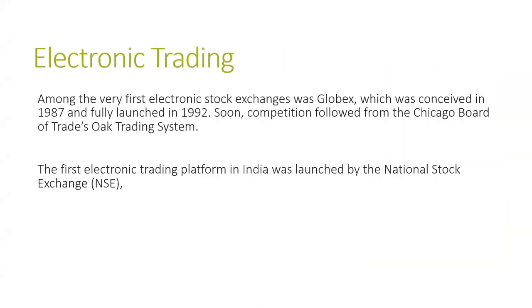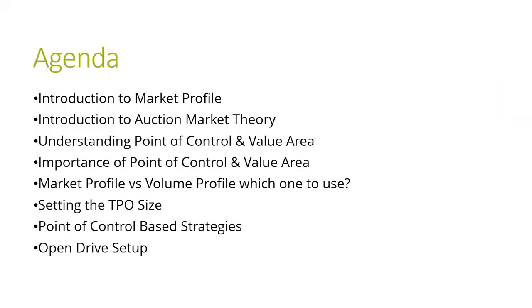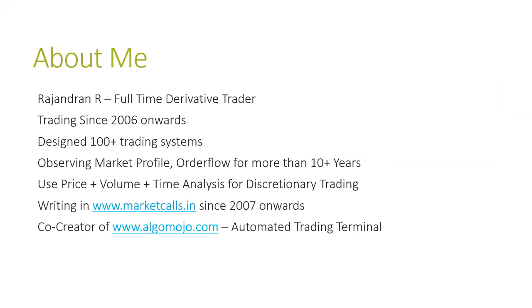A little bit about me. My name is Rajendran, and I'm a full-time derivative trader. I've been trading the markets since 2006 onwards, and very actively from 2014 onwards. I designed 100 plus trading systems. I've been observing market profile and order flow for more than 10 years. I use a combination of price, volume, and time analysis for discretionary trading concepts.